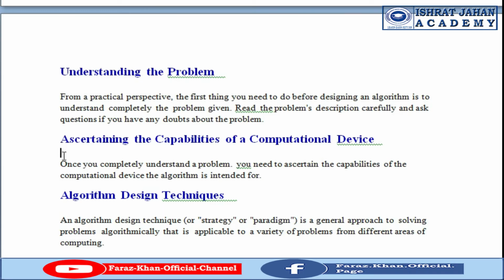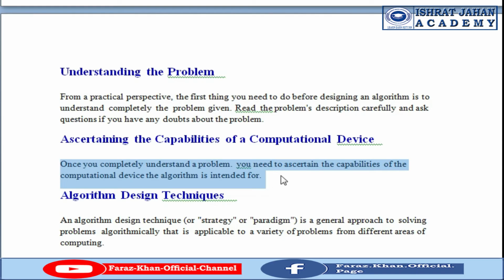In this phase, we actually ascertain the capabilities of a computational device. What does that mean? Once you completely understand a problem, you need to understand the capabilities of the computational device the algorithm is intended for. As I have explained before, while comparing two different algorithms, the first thing we make sure is that the problem and the machine must be constant.